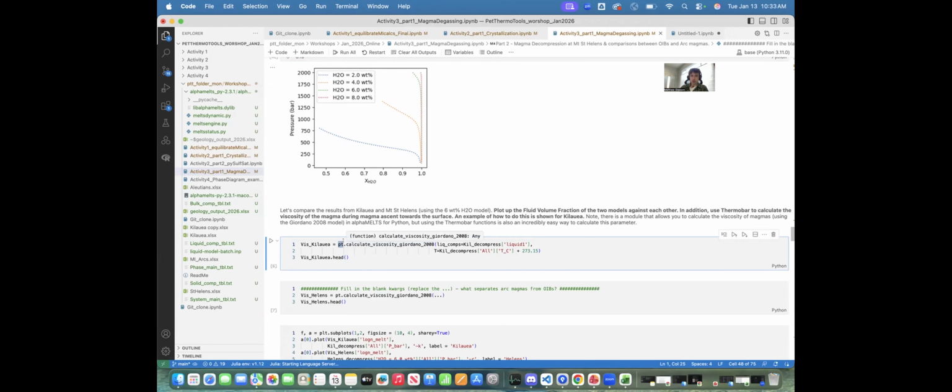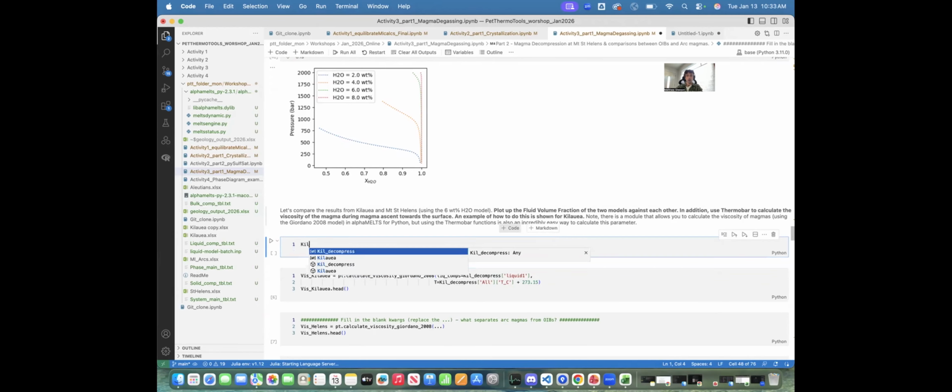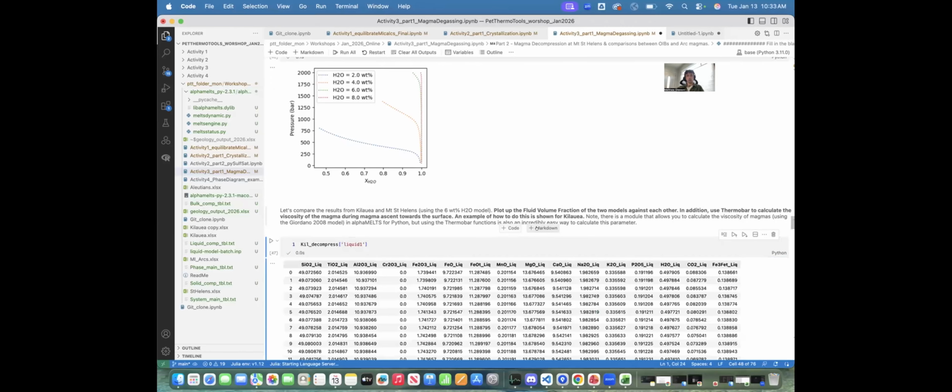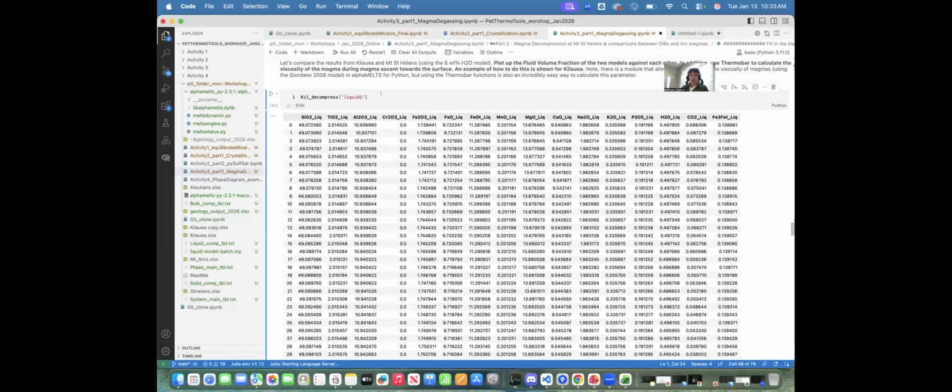So in Thermobar, there is a function to calculate the viscosity using the Giordano 2008 method. The input it requires is a liquid composition, and it requires the liquid composition to have the suffix _liquid. So if we print our liquid composition from the kilowatt data, you can see, make this dot head, let me make that a bit neater.